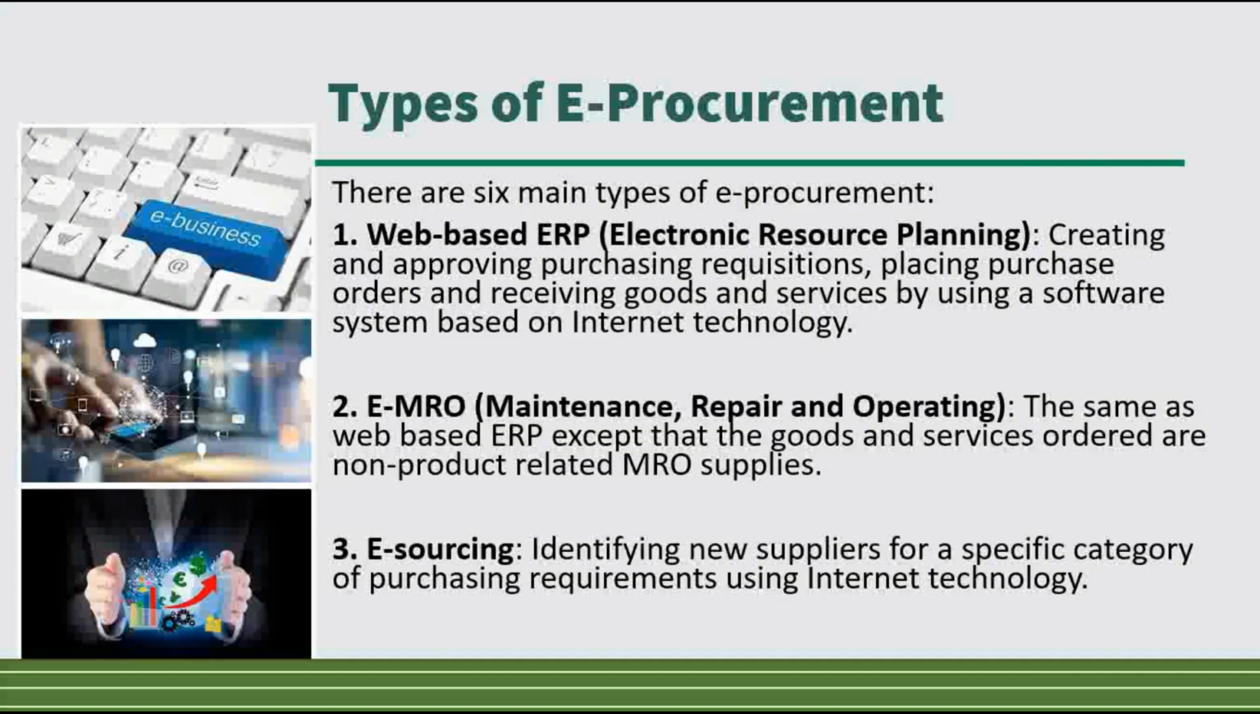Web-based electronic resource planning is involved in the creating and approving purchasing requisitions, placing purchase orders and receiving goods and services by using a software system based on internet technology. E-maintenance, repair and operating is the same as web-based ERP except that the goods and services ordered are non-product related MRO supplies. E-sourcing is involved in identifying new suppliers for a specific category of purchasing requirements using internet technology.